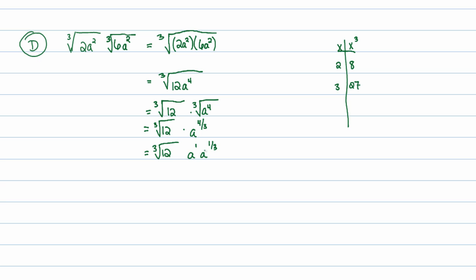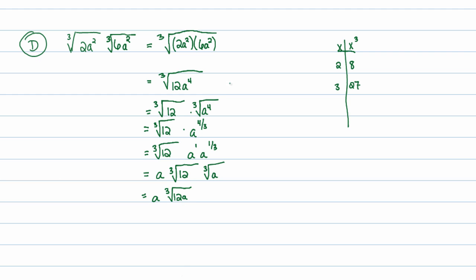And now you have three objects multiplying. I can order them any which way I want. I will do the stuff without the radical signs and pull those out front. So I'll put a times the cube root of 12, and then a to the 1/3 is the same thing as the cube root of a. And this is not simplified yet because these two cube roots have to be combined. So you recombine those. That'll be a times the cube root of 12a.